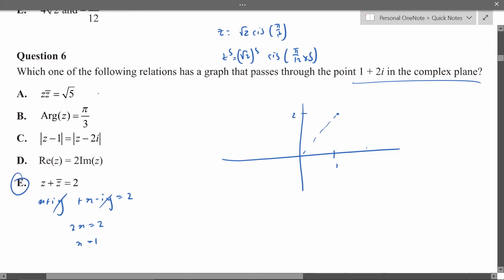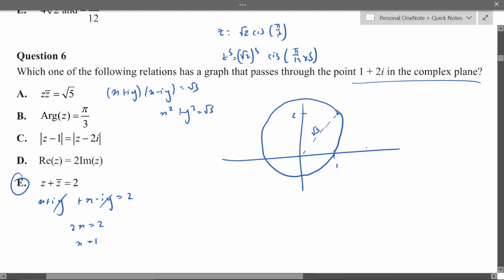But if you test the other ones, like this one, x plus iy, x minus iy equals root 5. Square, y squared equals root 5. And you might think that's this equation because this is root 5. So like circle goes like this, everything makes sense, A is the answer, but it's not, because in the circle equation, this is actually r squared. So if this were to be true, then this would have to be the square root of the square root of 5. So that's why it's not A.